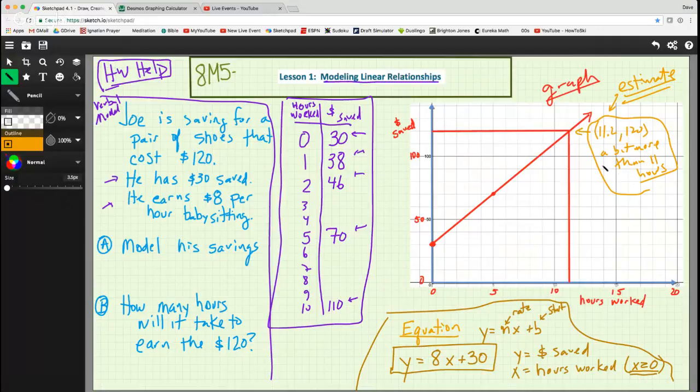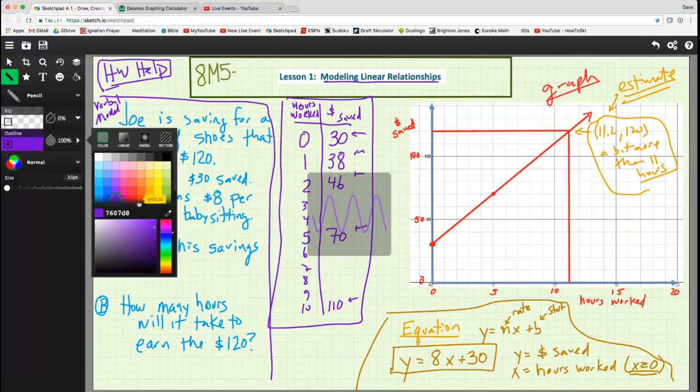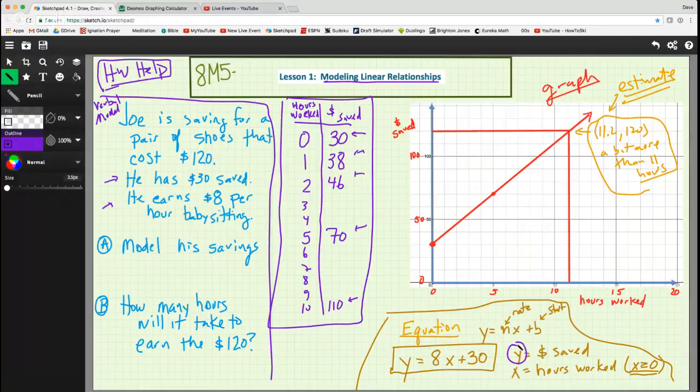So if I was Joe, I'd say, I got to save about 11, 12 hours, and that'll get me where I need to go. But if I wanted to know exactly how many hours, I'd come down here to my equation and I'd plug it in. If I want to know when I have $120 saved, my Y, my dollars saved, has got to be 120. And so I have to figure out how many hours worked. So we plug in our numbers. I need 120 for Y. So let's say 120 equals 8x plus 30. And then we'd solve for X, which is our hours worked.